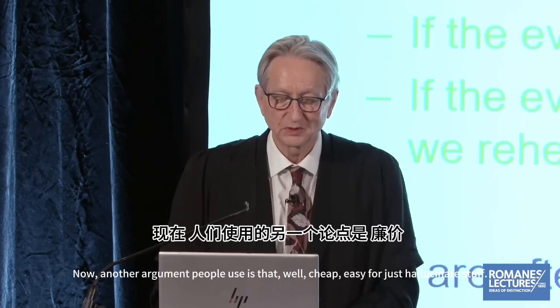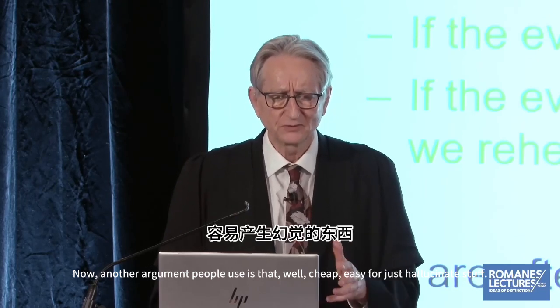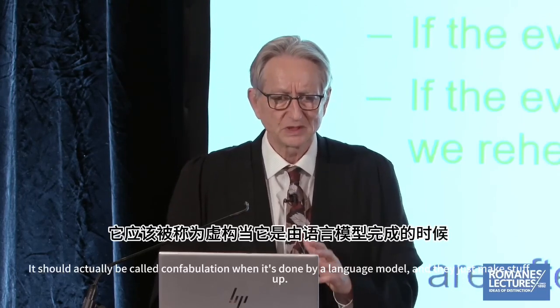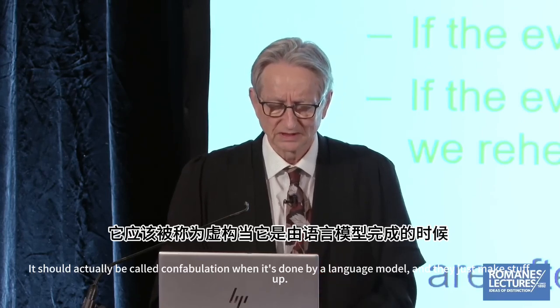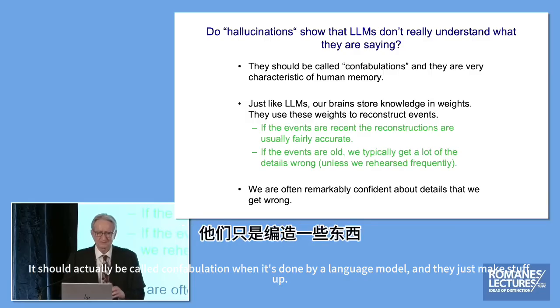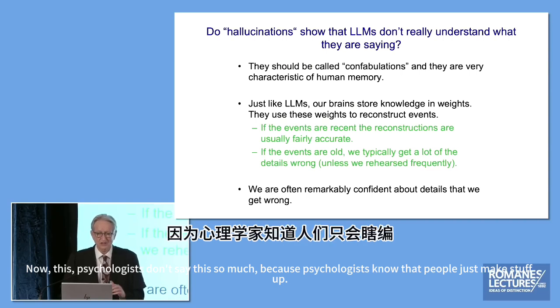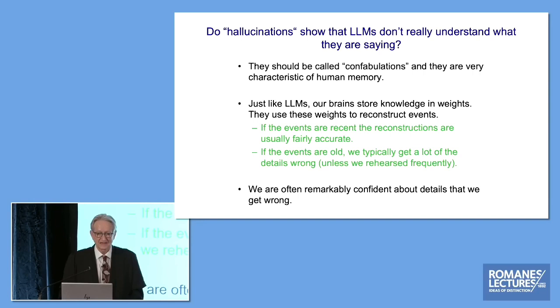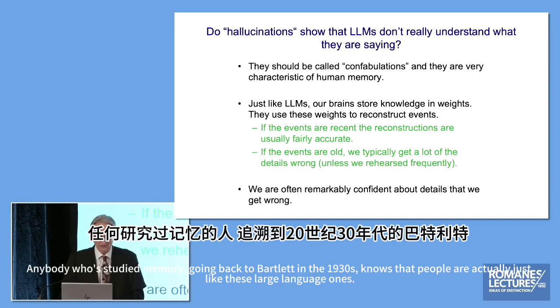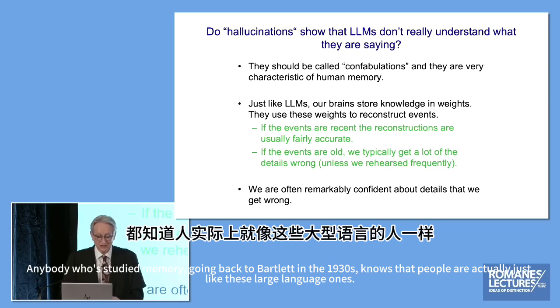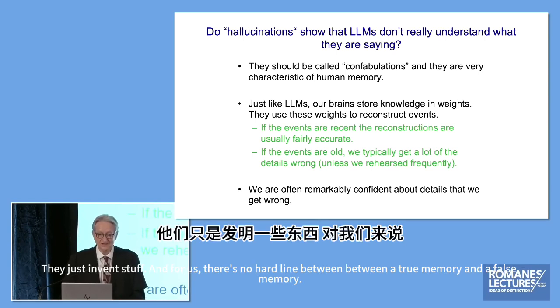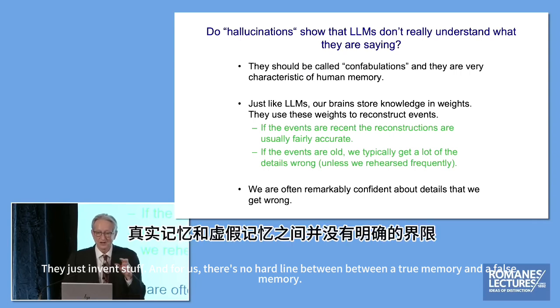Now, another argument people use is that, well, GPT-4 just hallucinates stuff. It should actually be called confabulation when it's done by a language model. And they just make stuff up. Now, psychologists don't say this so much because psychologists know that people just make stuff up. Anybody who studied memory, going back to Bartlett in the 1930s, knows that people are actually just like these large language models. They just invent stuff. And for us, there's no hard line between a true memory and a false memory.